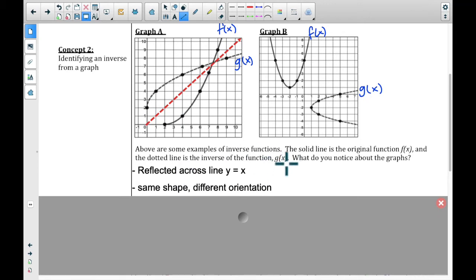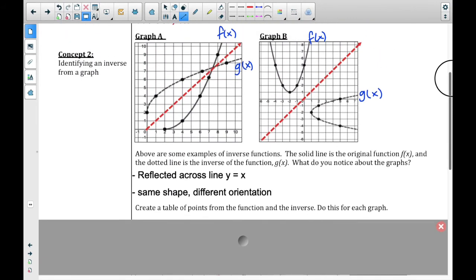So that's one thing. Or you could say it's the same shape but different orientation. These two shapes are the exact same shape, it's just that they're kind of flipped a little bit. Same thing here. I'm going to draw in that line of y equals x going through here. And again, you might be able to see that it's reflected across that line. And this one, that orientation thing is very easy to see here. It's the same exact parabola, but then it kind of flips it sideways. So that is what we mean by inverse functions. Now you might have other things written down here too, and that's great, and we will talk about that tomorrow in class.